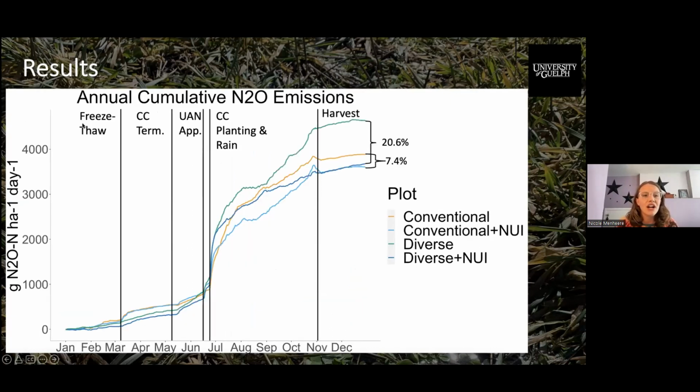So here is a plot of our annual cumulative emissions. Again, I have bars there to show big events. So we have our freeze-thaw.